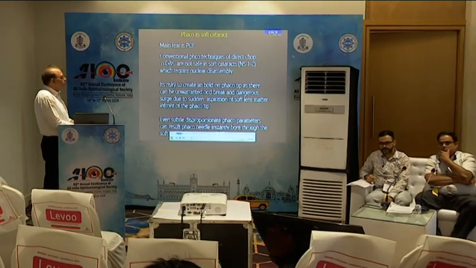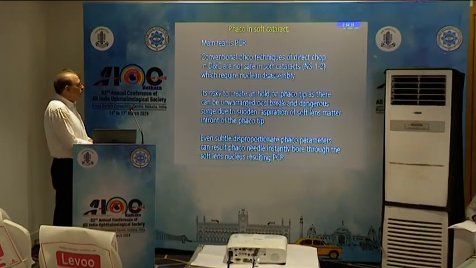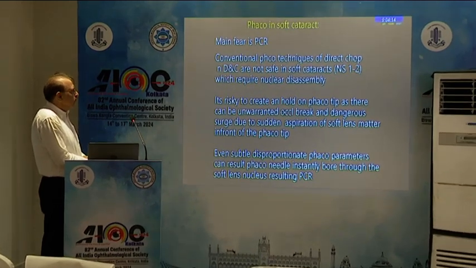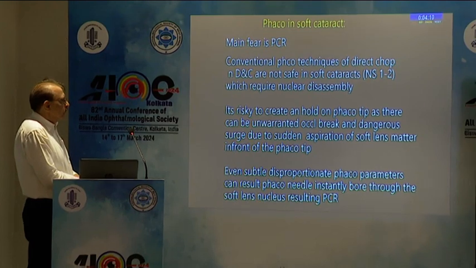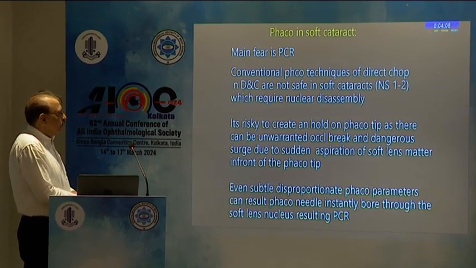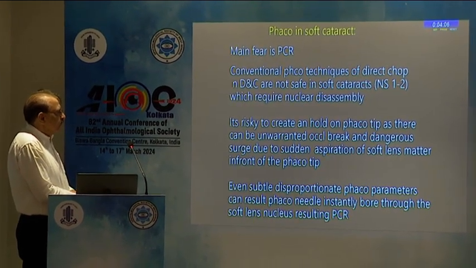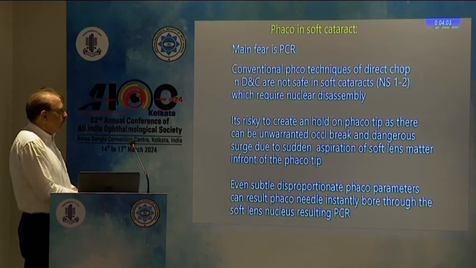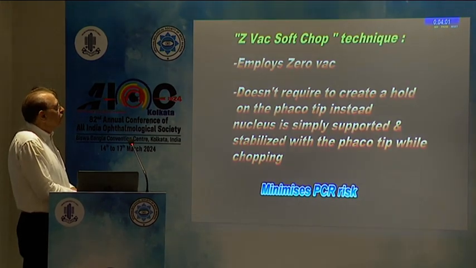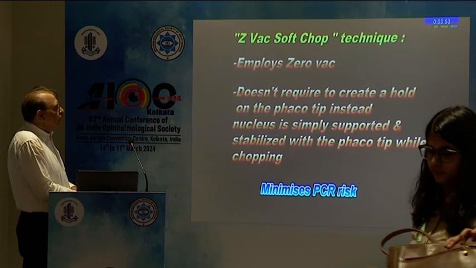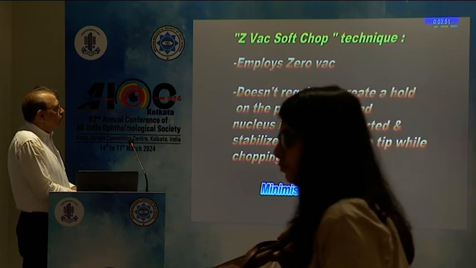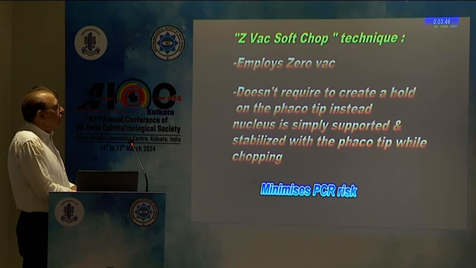It is risky to create and hold on the phaco tip, as there can be unwarranted occlusion break and dangerous surge due to sudden aspiration of soft lens matter in front of the phaco tip. Even subtle disproportionate phaco parameters can result in the phaco needle instantly boring through the soft lens nucleus, resulting in PCR. The Z-Vac soft chop technique employs zero vacuum and obviates the need to create a hold on the phaco tip. Instead, the nucleus is simply supported and stabilized with the phaco tip while chopping, thus minimizing the PCR risk.